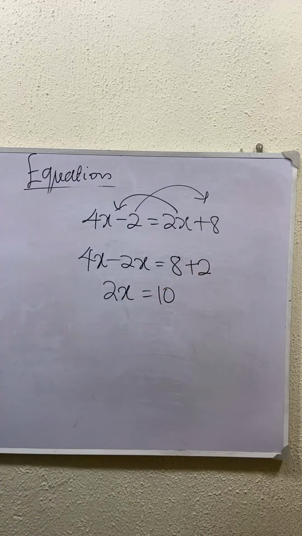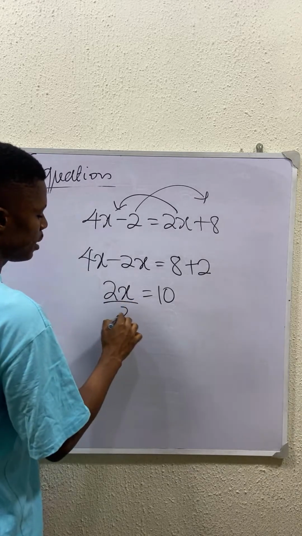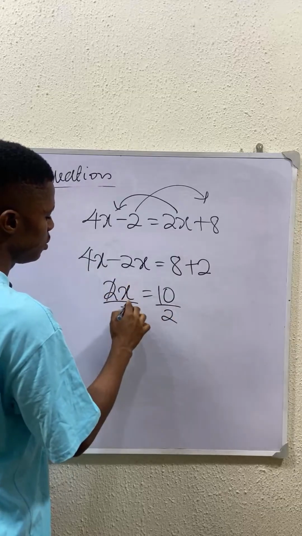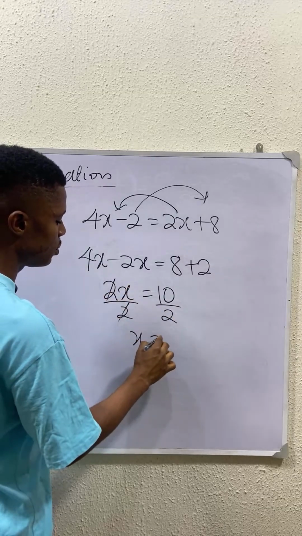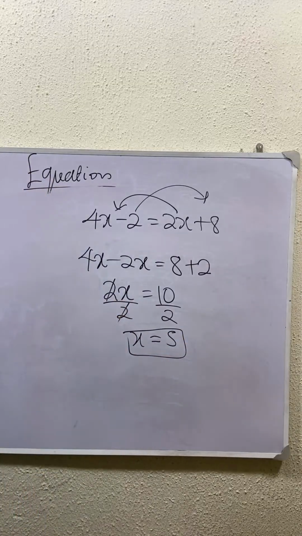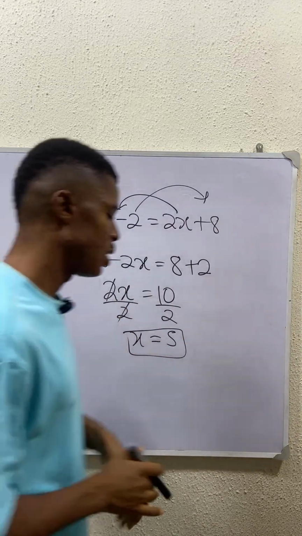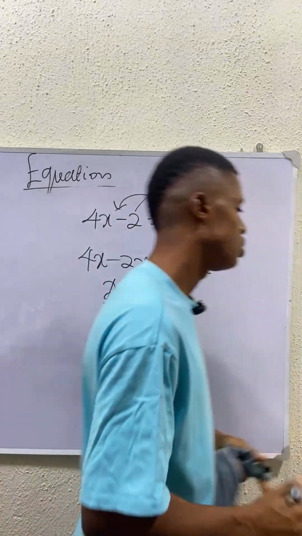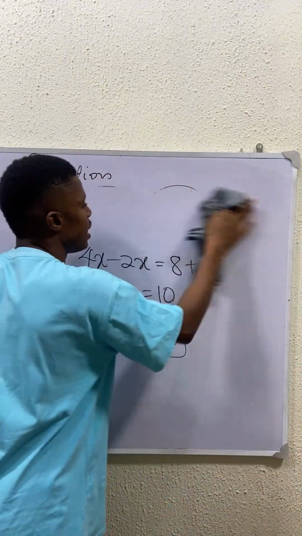So for us to get the value of x, all we need to do is simple. We have to divide through by the coefficient of x. And the coefficient of x is what? 2. So I have to divide here by 2 and divide here by 2. So when I divide by 2, x will be equal to 5, because when you divide 10 by 2, you are getting 5. So that's the answer.